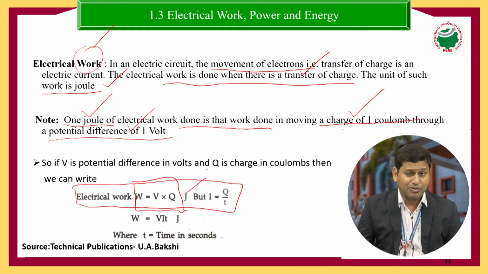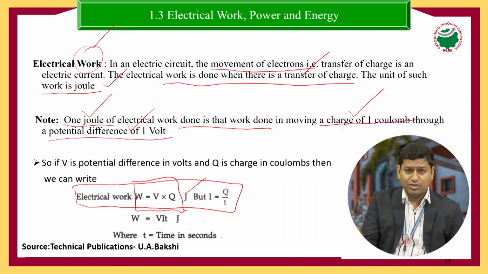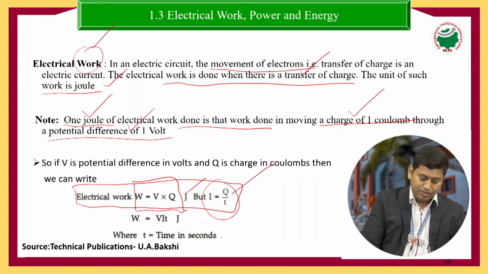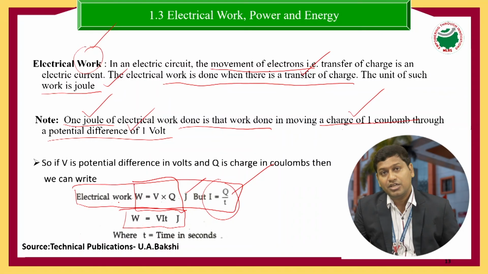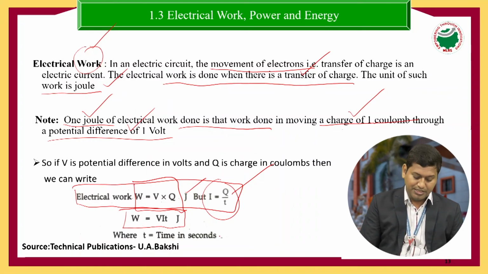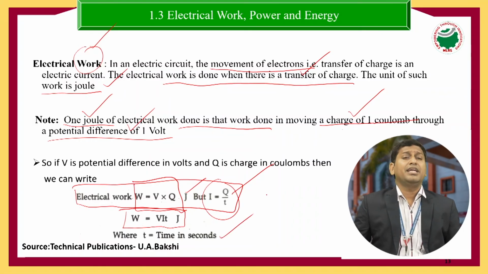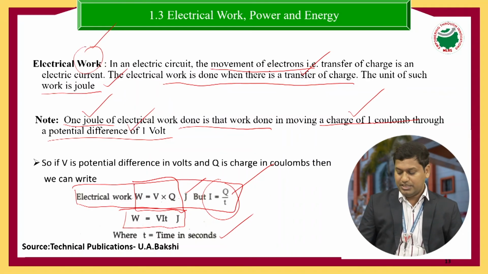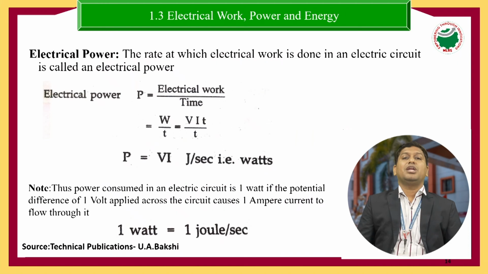As we know, I equal to Q by T, so Q equal to IT. Substituting that value here, I can write W equal to V into I into T, measured in joules, where T is time in seconds. So this is all about electrical work.